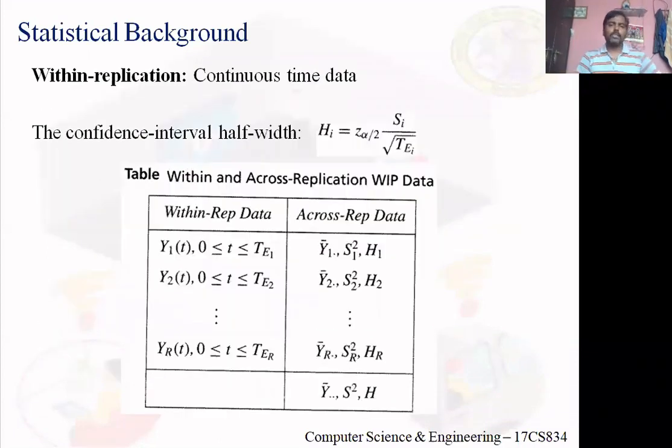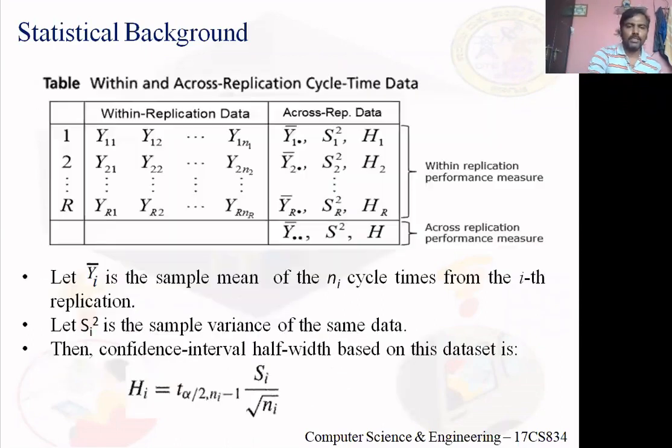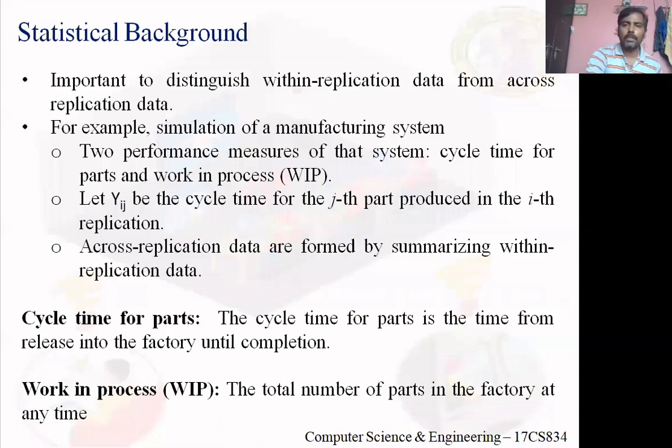Okay. So now I am concerned with one more performance parameter, right? What is that? Average queue length in the banking system. Here I am concerned with the average number of parts at any point of time. Got it? Average number of parts. So what I said, I need to determine average work in process. Work in process, in general, is the total number of parts in the factory at any time. Got it? So I need to determine average work in process.